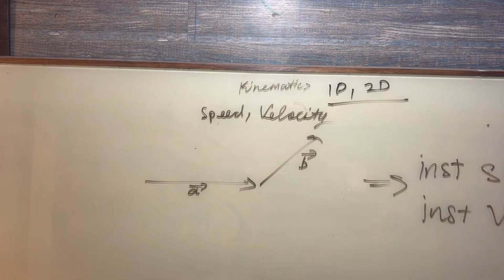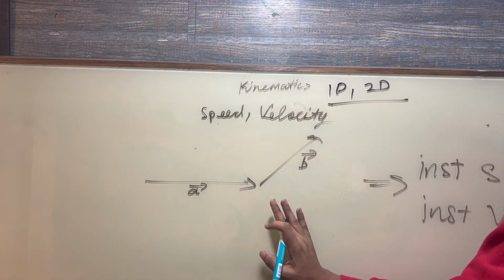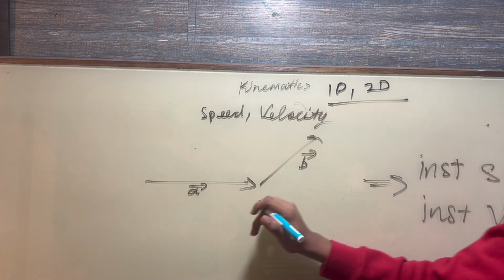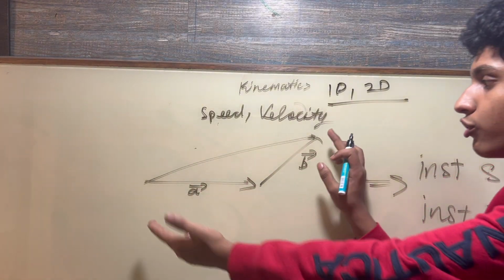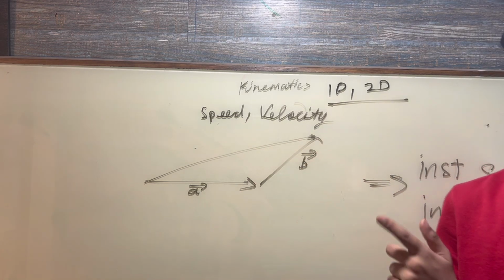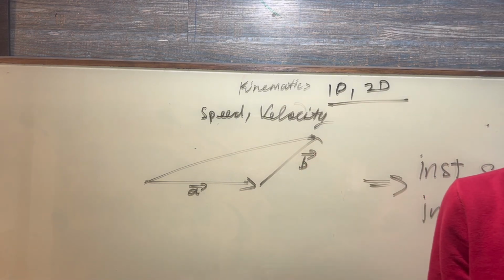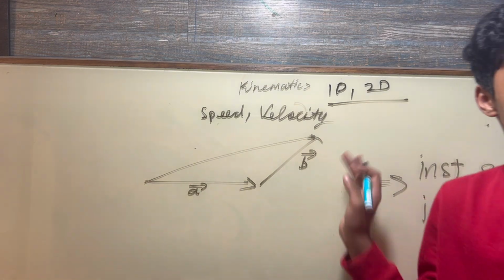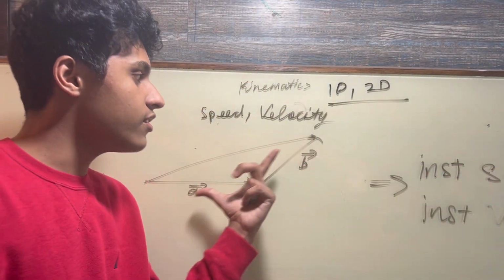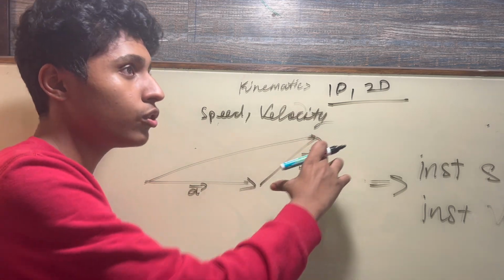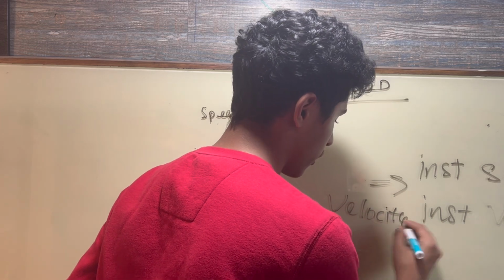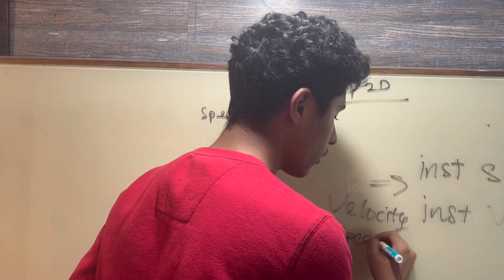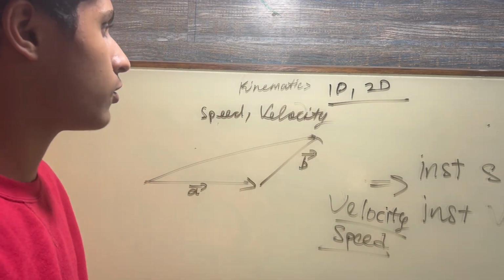But when we talk about displacement, it's a different story. Displacement just means the fastest possible way to reach your final point. We all know this is our final point, correct? So how do we reach this final point? Isn't this the fastest way? Now if this is the fastest way, why do we even have to talk about these two? That's why we have something called velocity, and we also have something called speed.